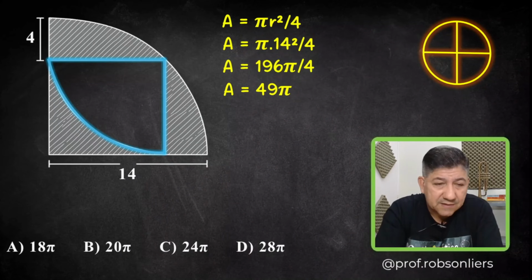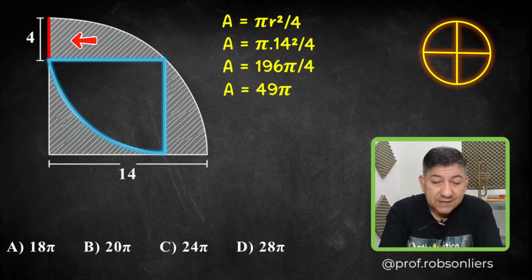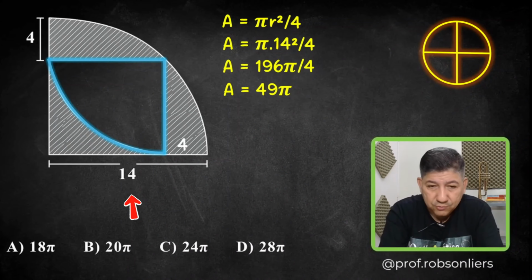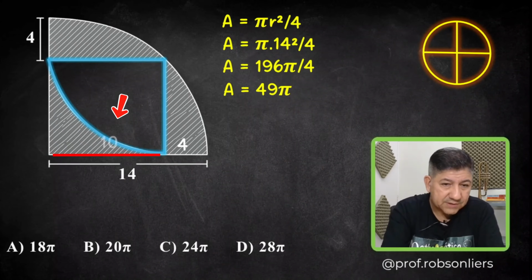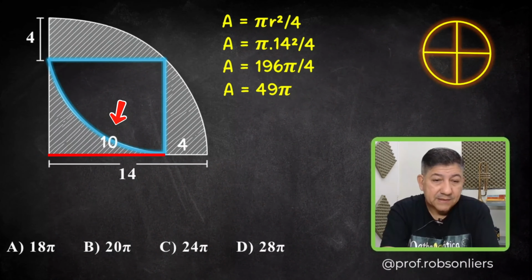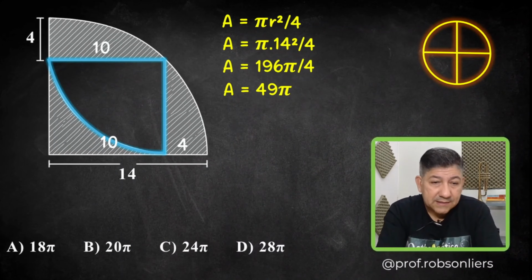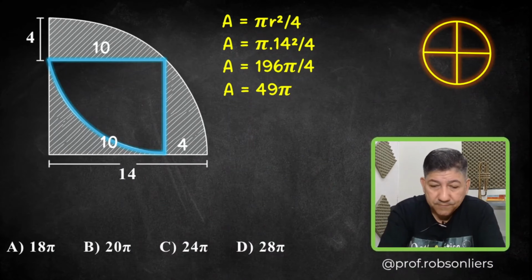Let's analyze this figure. Look. If this distance here is equal to 4, then this distance down here is also equal to 4. If this total distance of the figure, the base of the figure, is 14 and we already have 4, then this other distance here is equal to 10. If down here it's equal to 10, up there it will also be equal to 10. The distances are the same. So, we already have the radius of this circular sector that's in blue.